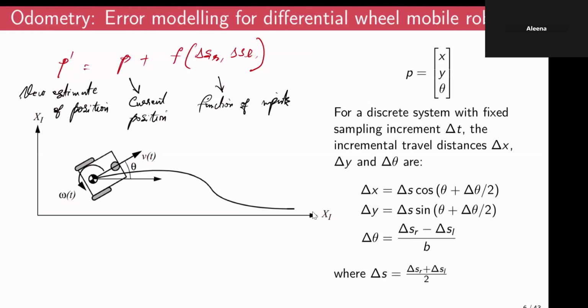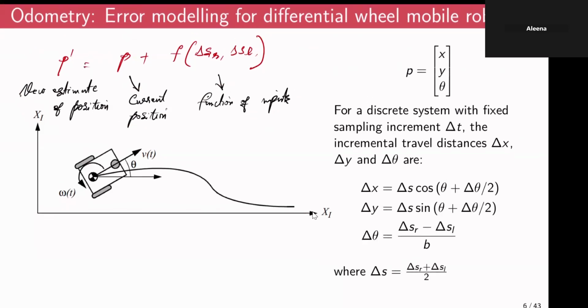So odometry is basically a prediction of your new estimate based on your current position and your function of inputs, right? And as I was saying earlier, this is just an estimate. It does not have to be accurate, right? Because in case of wheel slipping, this prediction could be way off. All right, so let's basically see what these equations are.